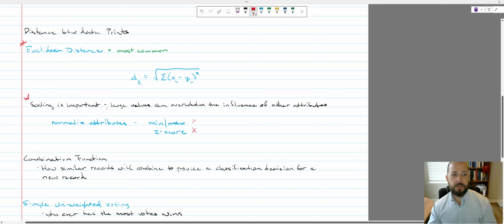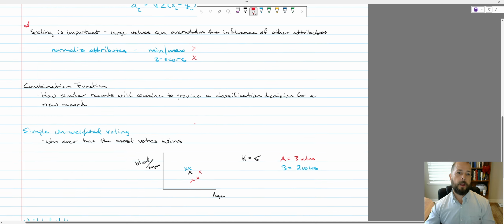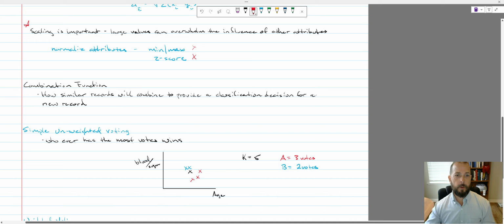So while Euclidean distance looks at how far away each of our data points are from one another, a combination function provides us a way to combine similar records or similar observations and help us make a decision for a new record. When we're trying to combine these, we want to determine how they influence us when we're making a new decision. One way of doing this is by looking at a simple unweighted voting mechanism.